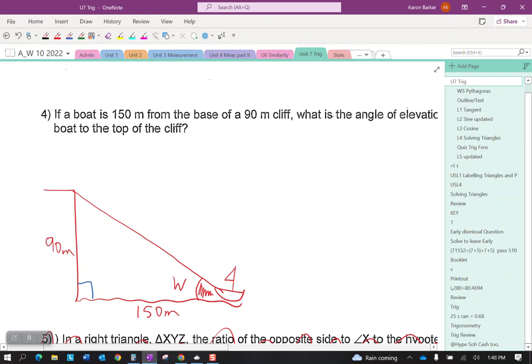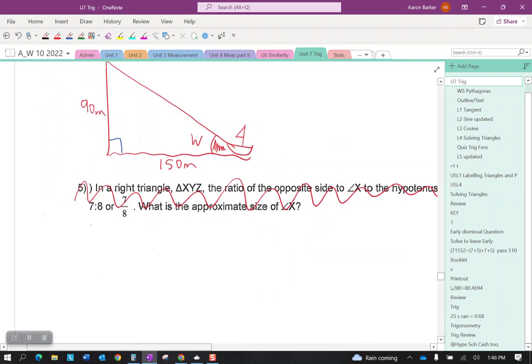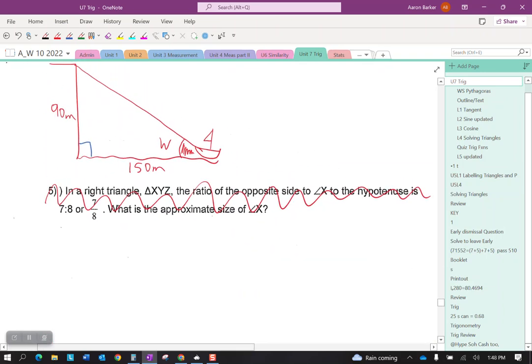Yeah, totally. Okay, any questions about this diagram? Finding W? Okay, next one, cross this off. Number 5, cross off. Don't do it.